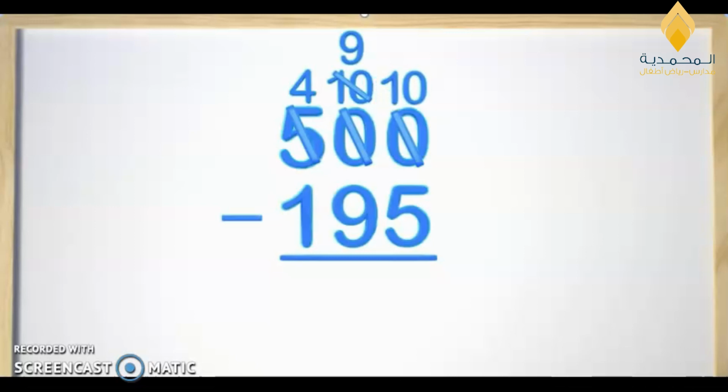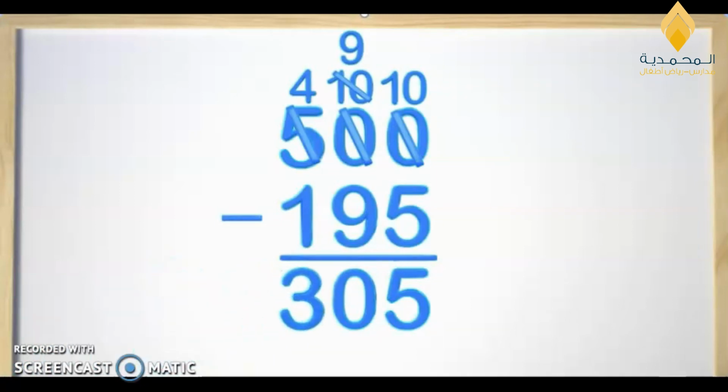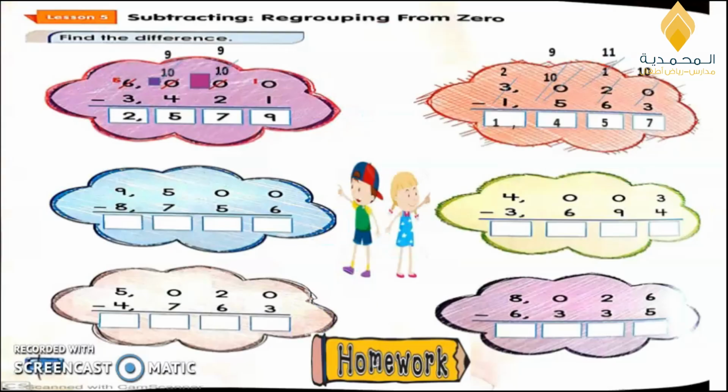Then I'm going to go ahead and subtract 10 minus 5. Excellent. 5. 9 minus 9 is, good job, 0. 4 minus 1 is, excellent, 3. So the answer is 305. Now let's move to page 20.